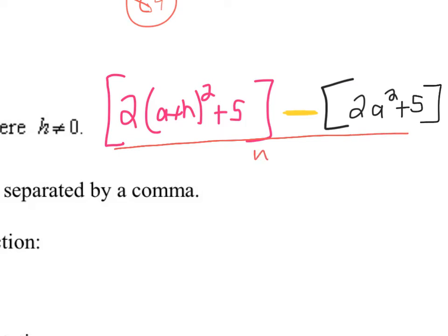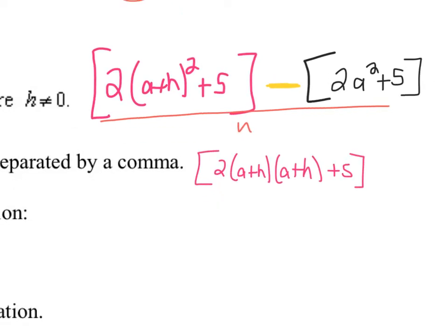So now it's just a whole bunch of simplifying. I'm going to do the first part first. Distribute that 2. Not yet. And do this 2. I have 2 times. What does a plus h quantity squared mean? A plus h times a plus h, and then I still have plus 5. So all I'm going to do is just the pink. I'm just going to keep going down, simplifying. So I'm going to FOIL. A times a is? So I have a squared. What's a times h? Plus ah. What's h times a? Ah. What's h times h? H squared, and then I have plus 5.